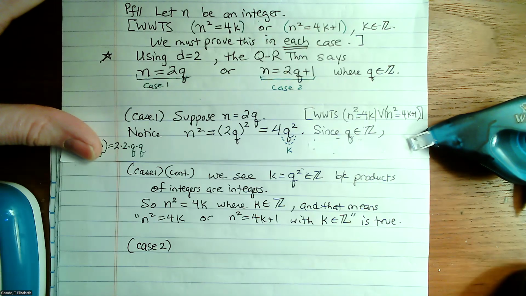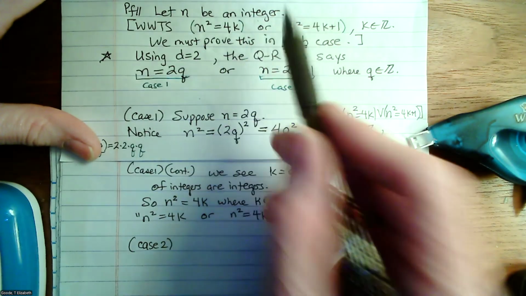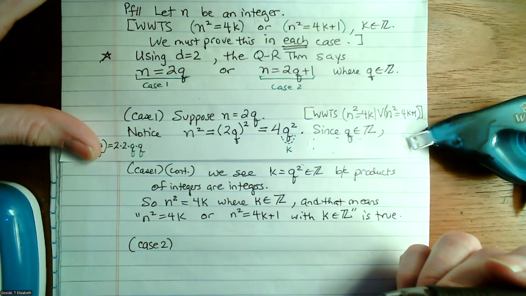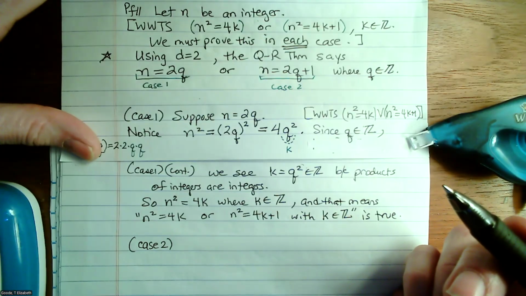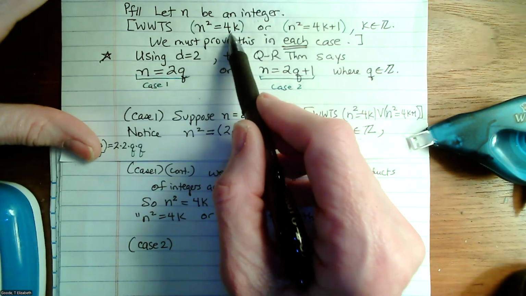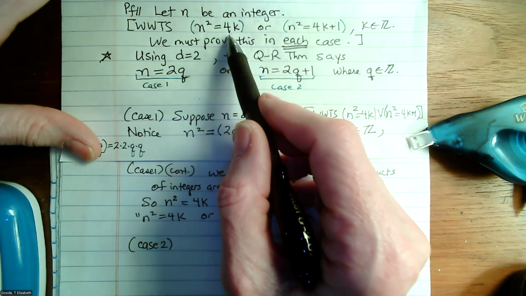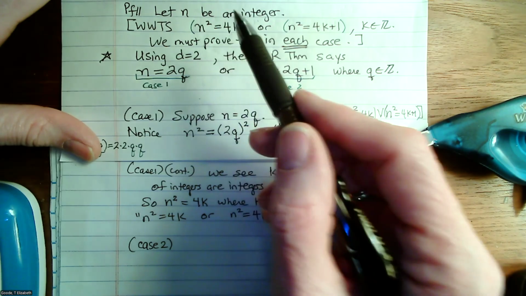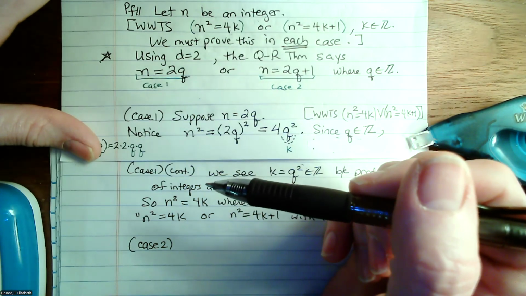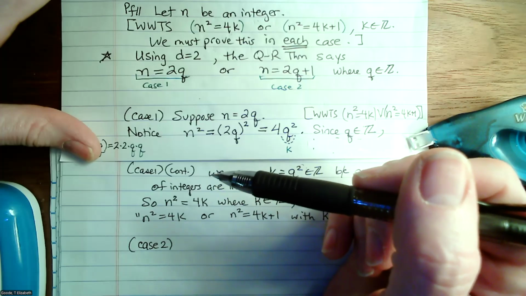So we finished case 1, and even though d is 4, we're able to write this proof in 2 cases, because the magical thing about the Q-R theorem is that if your divisor is a power of 2, like 4 or 8 or even 16, you don't necessarily have to write 4 or 8 or 16 cases. All of those numbers only have 2 as a prime factor. Sometimes you can write the proof in just 2 cases.